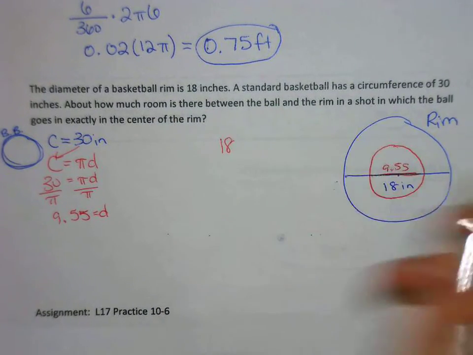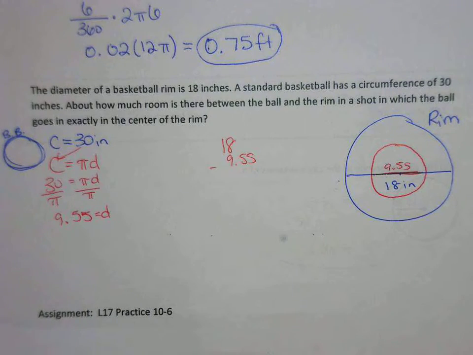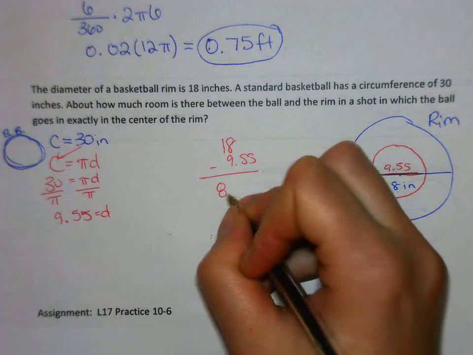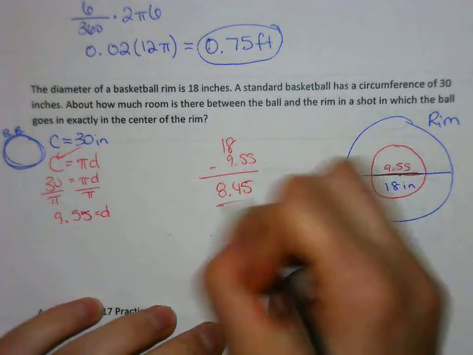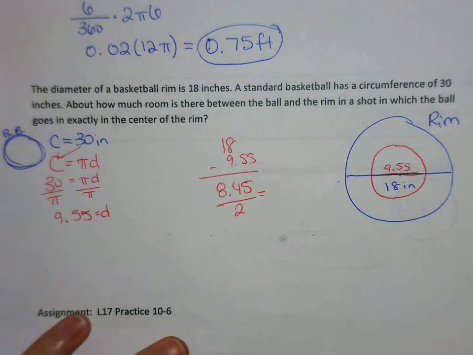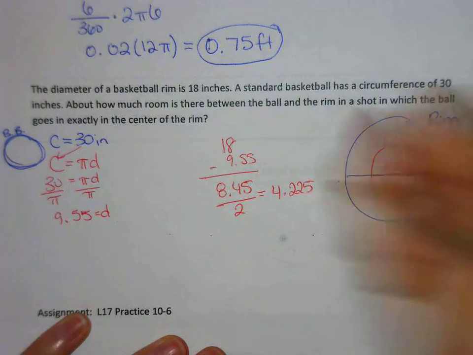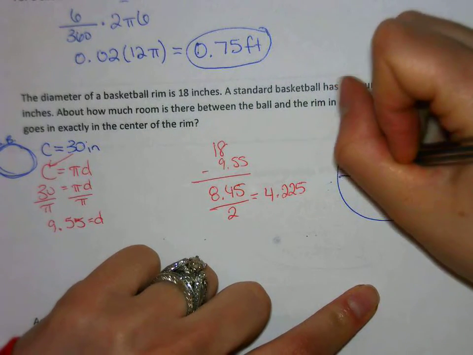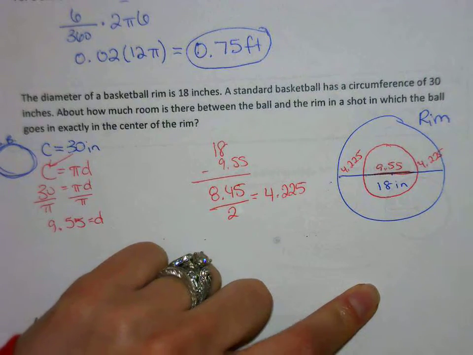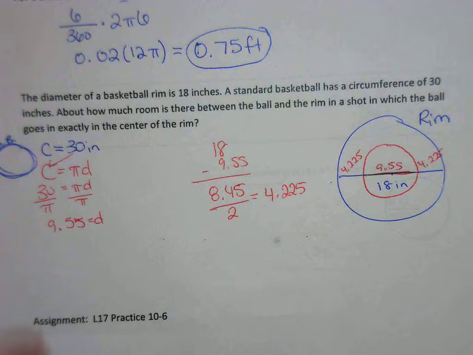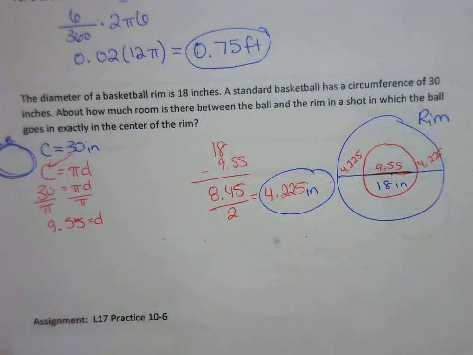So how much extra space is there? Well, if we have 18 and we subtract 9 and 55/100, we're left with 8 and 45/100. But that's combining those two sides together. So if we divide it by 2, each side is 4 and 225 thousandths. So we have 4 and 225 thousandths on both sides, all the way around. So our answer is 4 and 225 thousandths inches. So that's how much extra space.